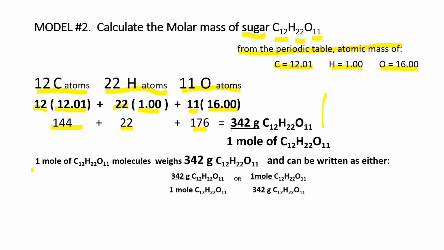It means that 1 mole of sugar molecules weighs 342 grams, and it can be written as either 342 grams of C12H22O11 over 1 mole of C12H22O11, or 1 mole of C12H22O11 per 342 grams of C12H22O11.